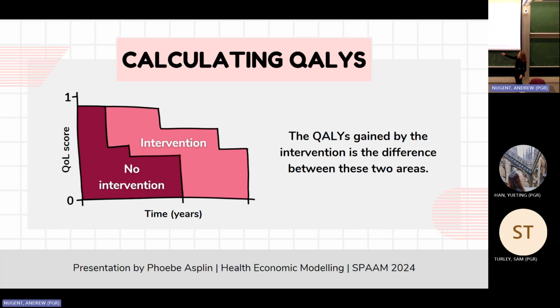In order to calculate our QALYs, we've got a no intervention scenario. This is maybe someone gets infected at this point, their quality of life score drops, maybe they get a bit worse, maybe they get hospitalized, and then at this point they die. In the case where we use our intervention, instead they don't get infected, and they live their life out as usual, maybe deteriorate a bit, and then they die at some old age. So our QALYs gained by the intervention, in this case, is the difference in these two areas.